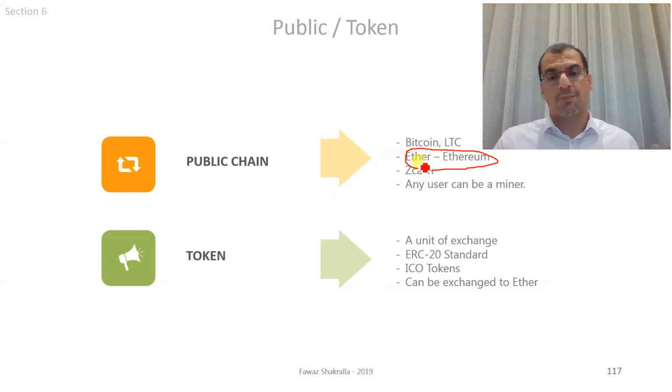Zcash is another public blockchain, which supports ZEC, the cryptocurrency, right? A token of exchange, as we said earlier, is a unit of exchange, a representation or local unit of exchange that represents value. ERC20 is a standard for the Ethereum blockchain network. ERC stands for Ethereum Request for Comment. 20 is the number of the standard policy, I believe, that Ethereum defined.